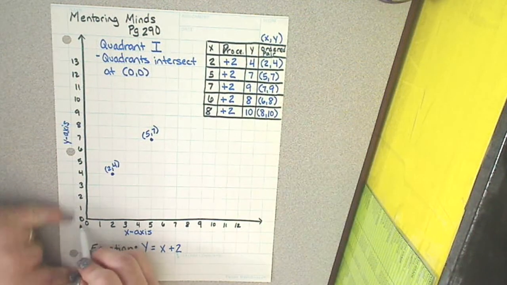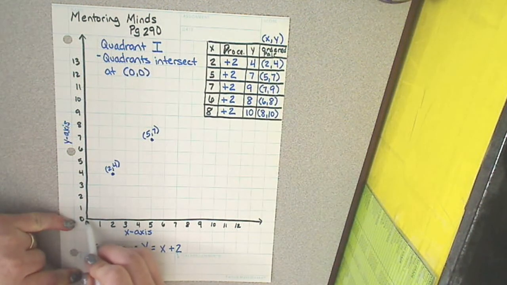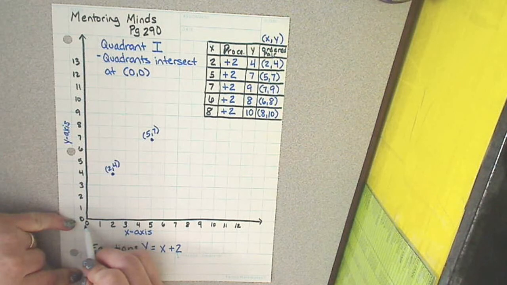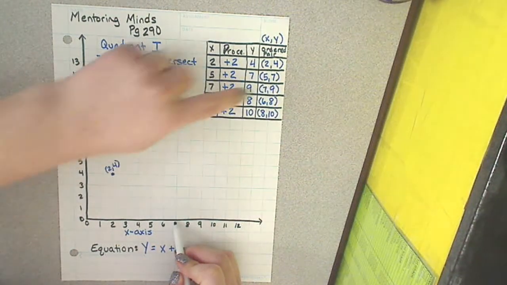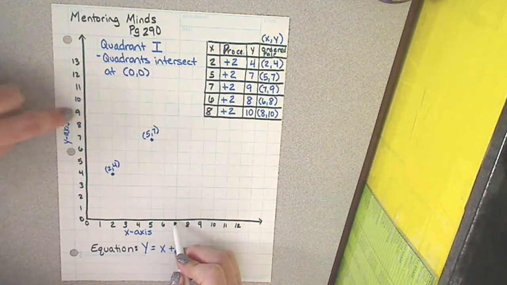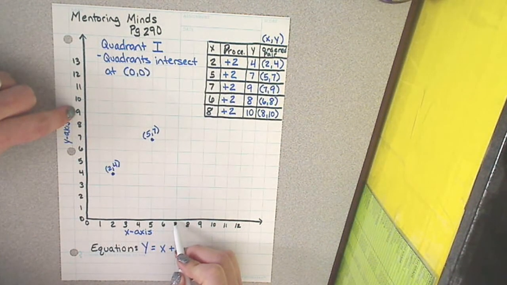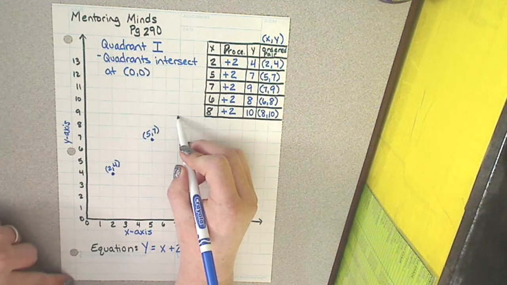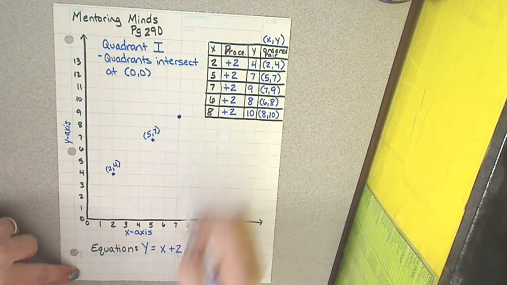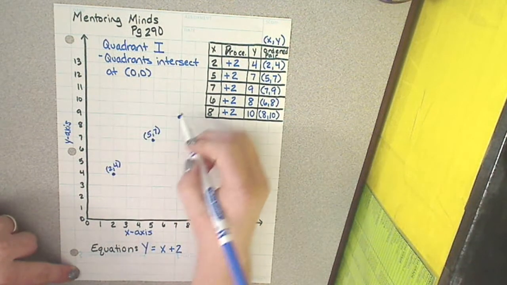Now we need to look at 7, 9. So I'm going to start at where my quadrants intersect, slide all the way over to 7 horizontally, and then I'm going to go vertically until I find where the 9 on my y-axis intersects with the 7 on my x-axis. So we have 7, 9.